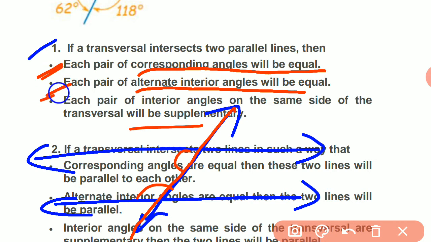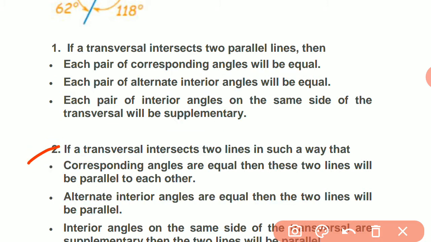These three axioms, 1, 2, 3, hold for two parallel lines. If these two lines are parallel, then these three properties hold. And the converse is also true. Suppose this is the converse of the above.